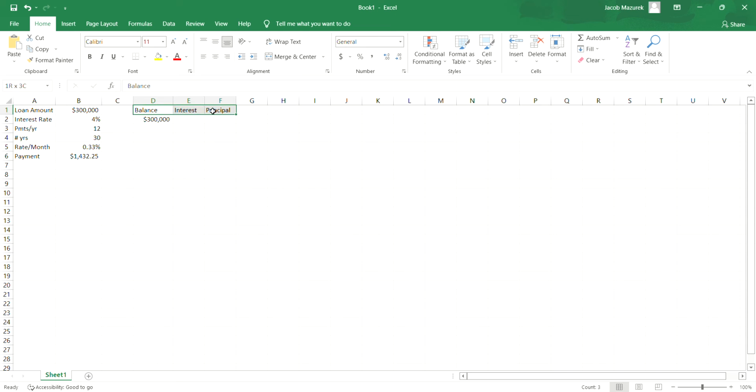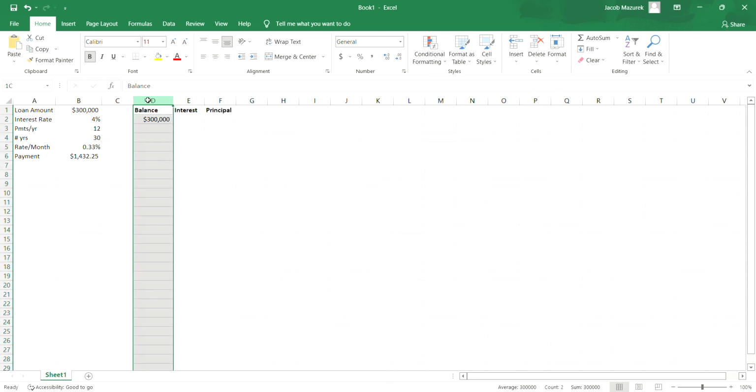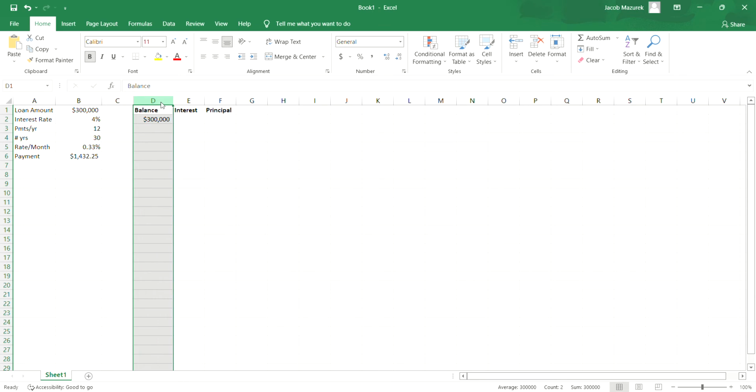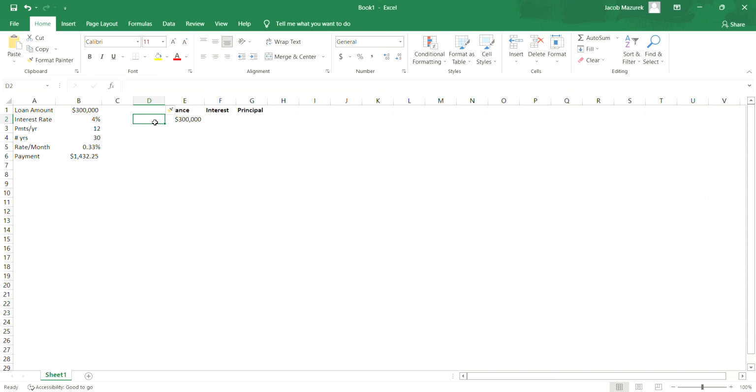We're going to make these bold just because it looks better to me. And I'm going to add a column here. So I right click here, and I do insert. This is because we want to know the total number of payments that we have. So 1, 2, 3.